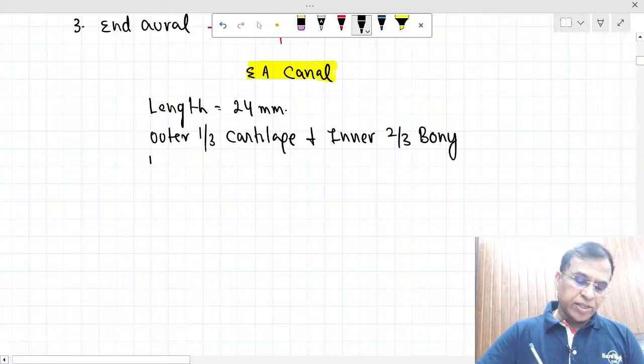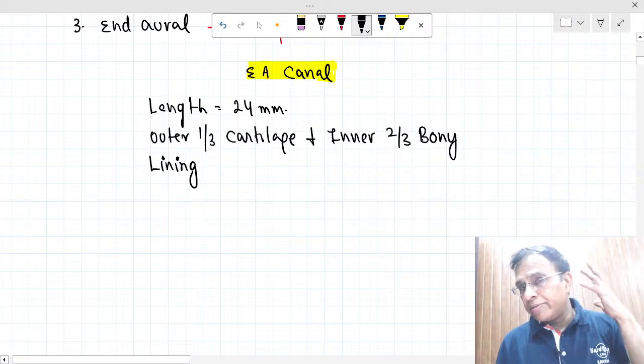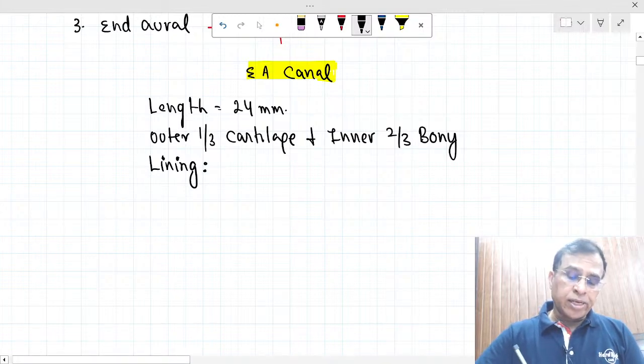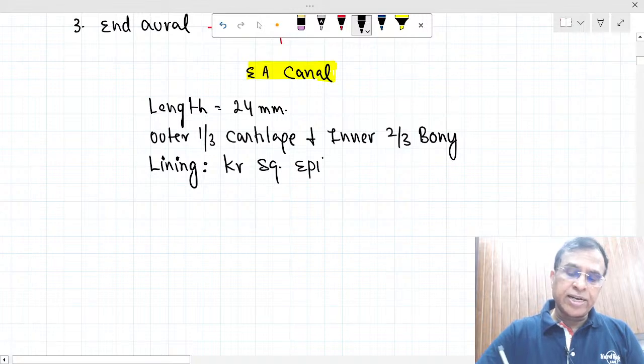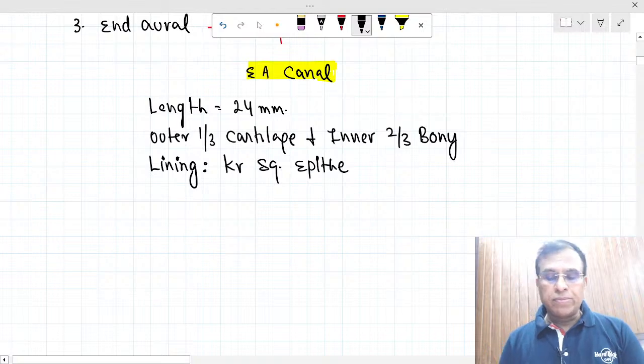What is the lining of the canal? What kind of epithelium lines the canal? See, around the canal and the pinna there is skin. The same skin goes inside and lines the canal. So it is a squamous epithelium, or you can say keratinized squamous epithelium. Skin is a keratinized squamous epithelium. So the canal is also lined by keratinized squamous epithelium.